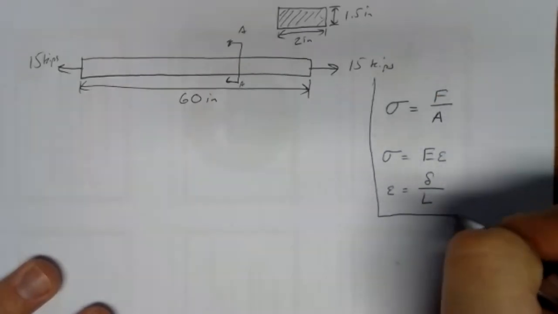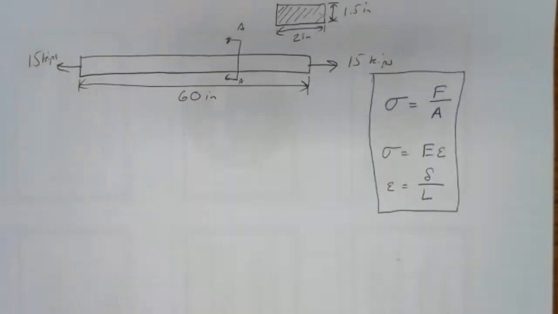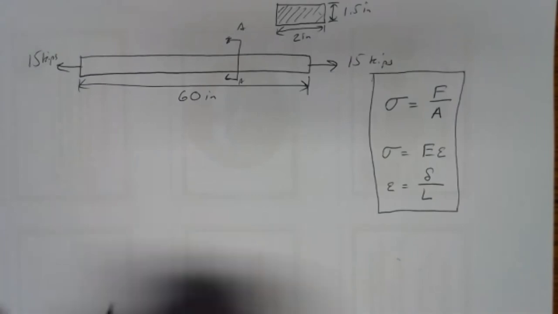Those are the 3 big equations to keep handy when working in any of these kinds of problems. The order may change. What information we have versus what information we want may change, but those are the 3 equations that we're going to be working with. So let's try it out here.